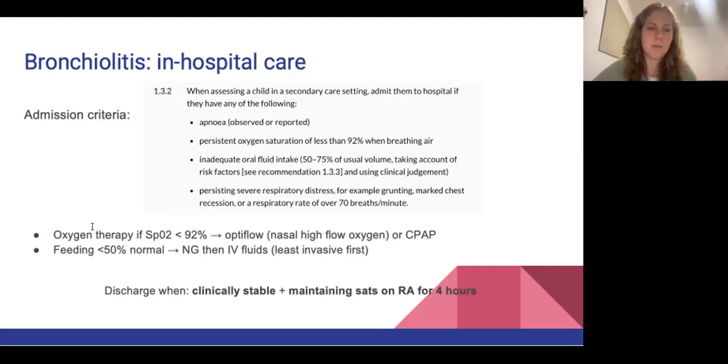Because if they have less than 92% oxygen sats, they need Optiflow, which is nasal high flow oxygen that you give to babies and children, or CPAP. And then if they're feeding less, the other thing you might give them is an NG with IV fluids. And then you can discharge when they're clinically stable and maintaining saturation.